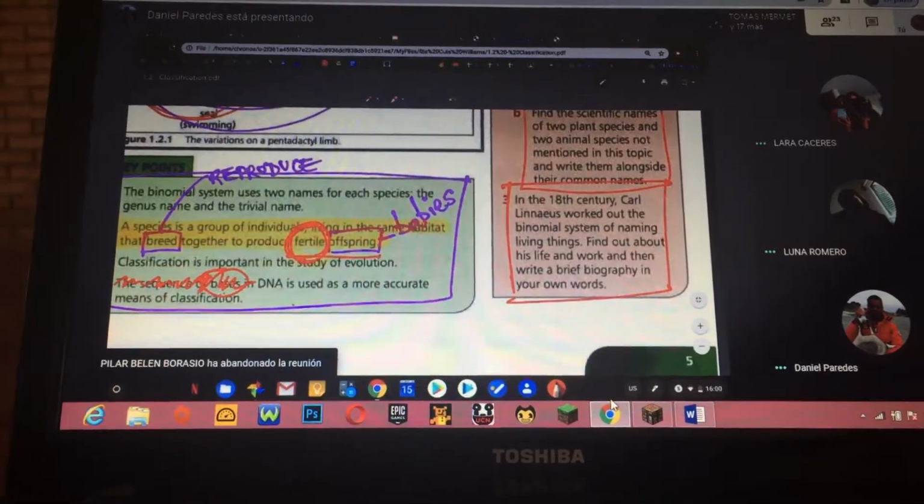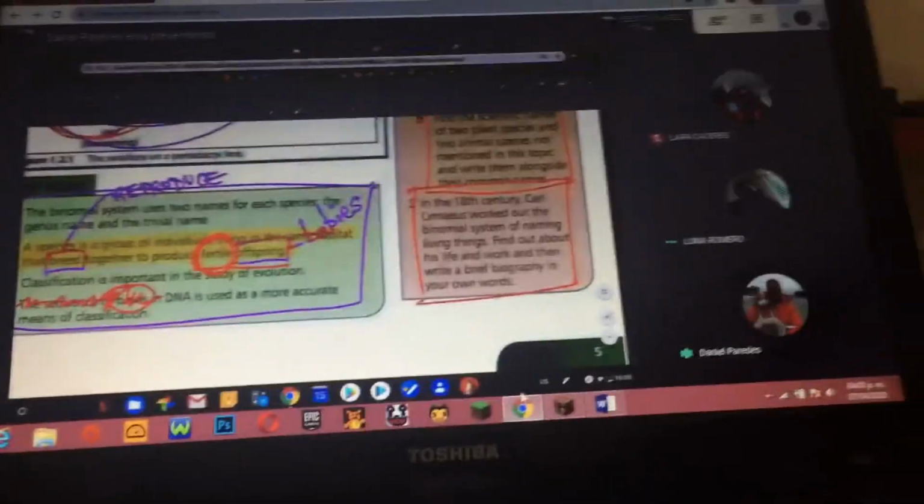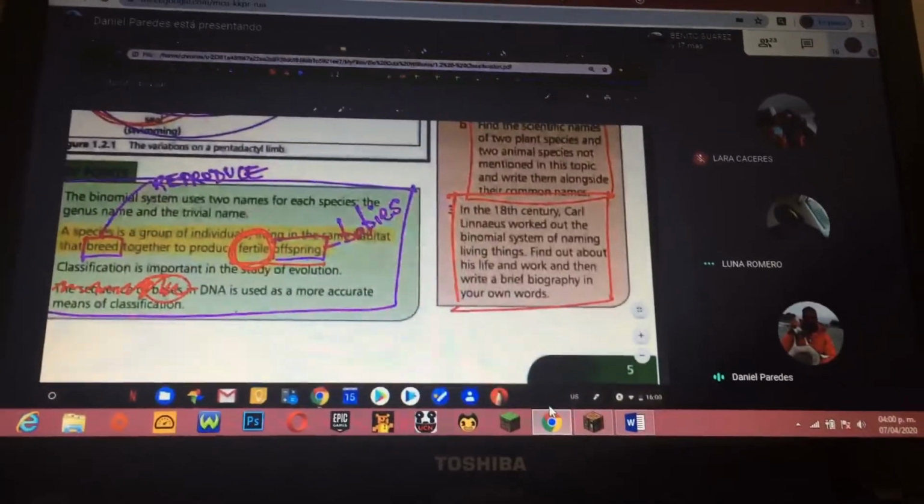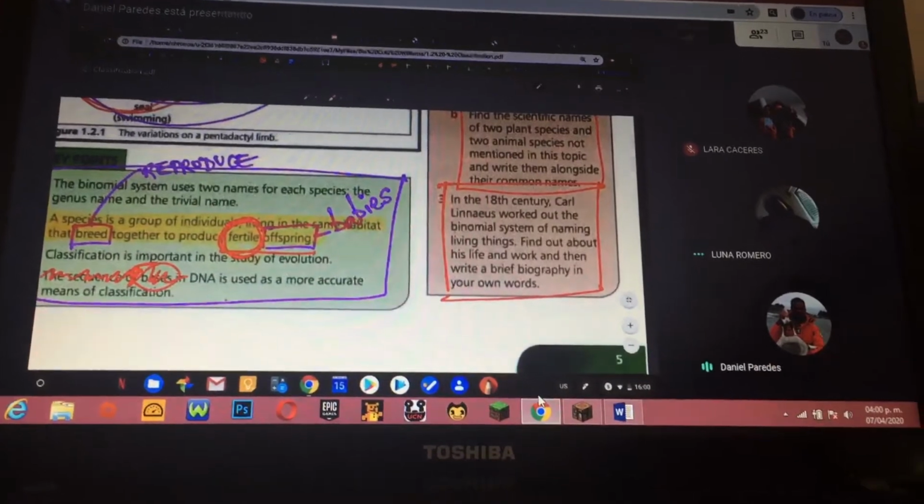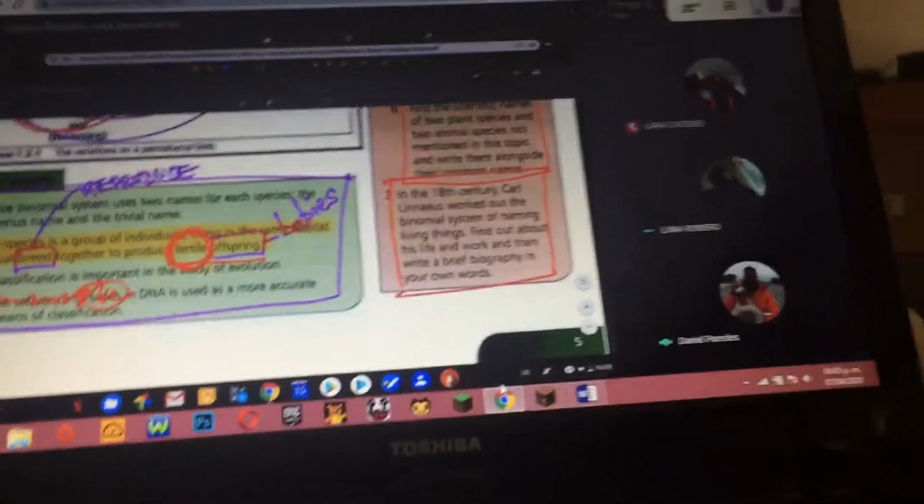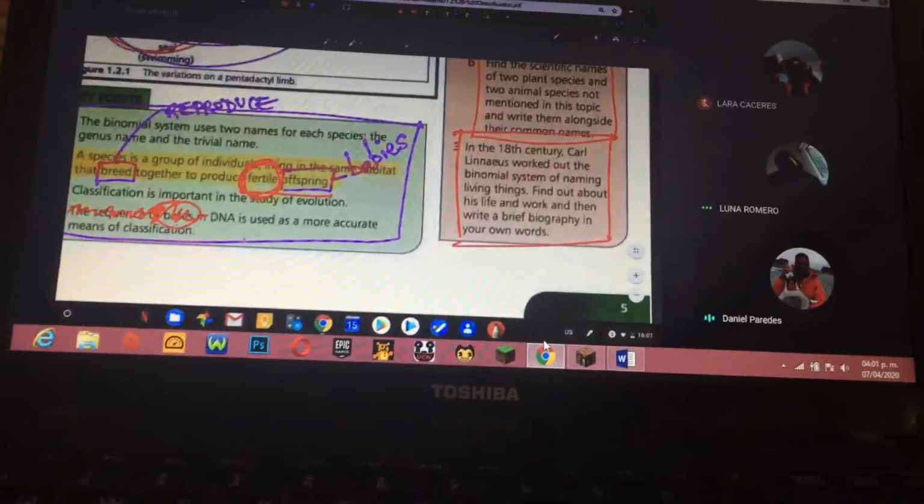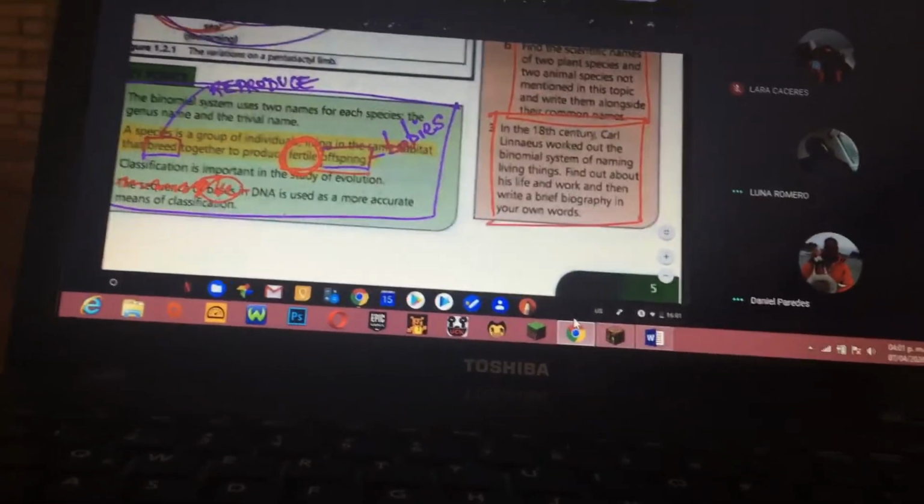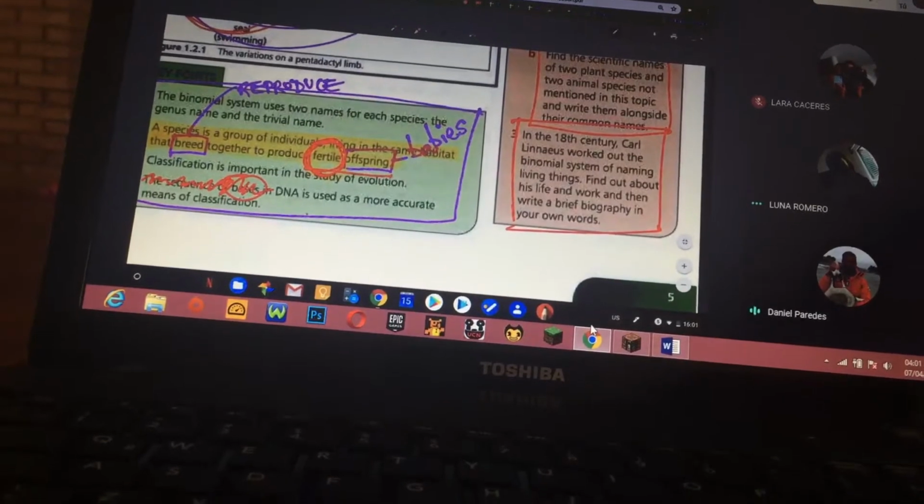Question 3. In the 18th century, Carl Linnaeus worked out the binomial system of naming living things. Find out about his life and work, and then write a brief biography in your own words. So, Salvador, can you please read your answer?